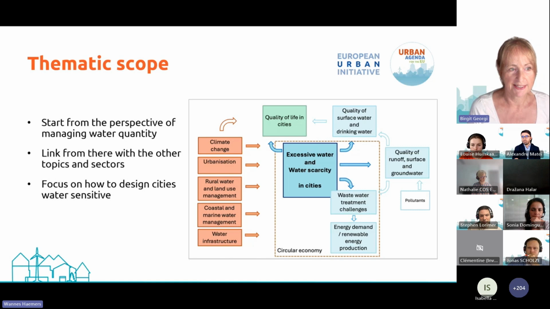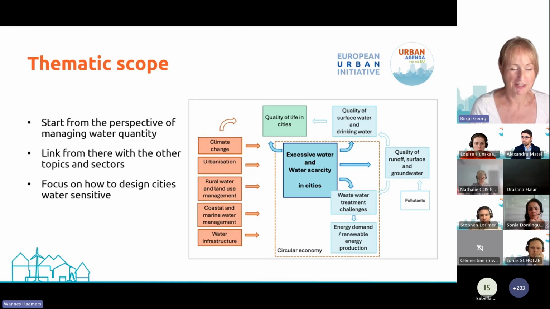And what we can see is that the conventional way of managing water in cities does no longer work. So just supplying water and getting rid of wastewater is not the way forward. What we need is a transition to a water-sensitive city which manages water in a circular approach. And that could make water from a problem into being the solution itself.